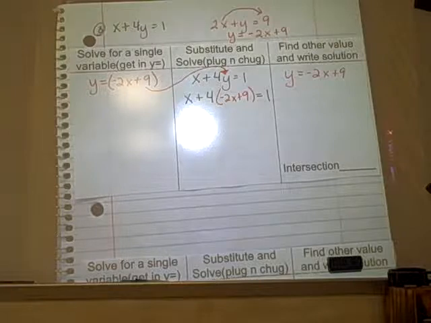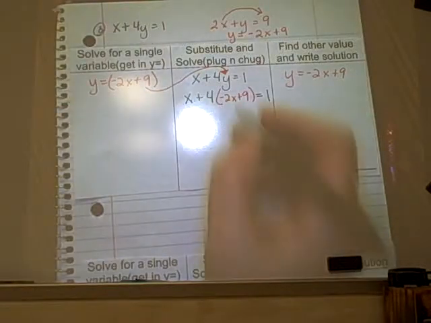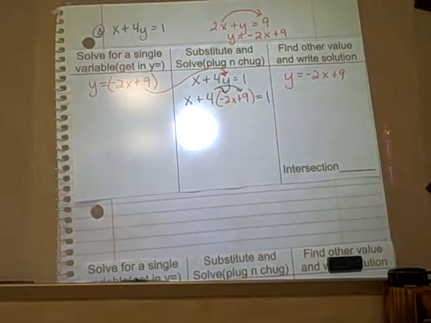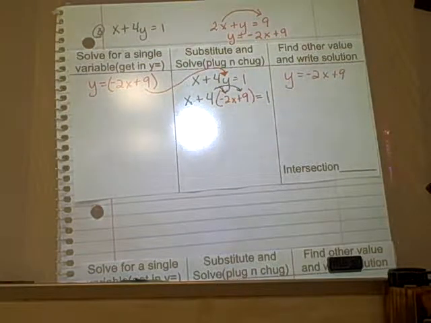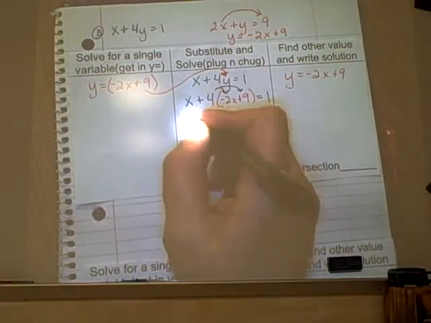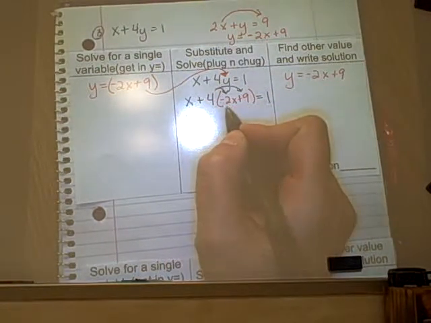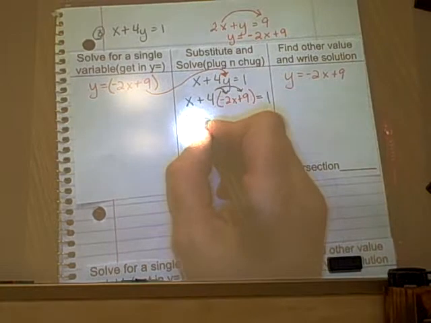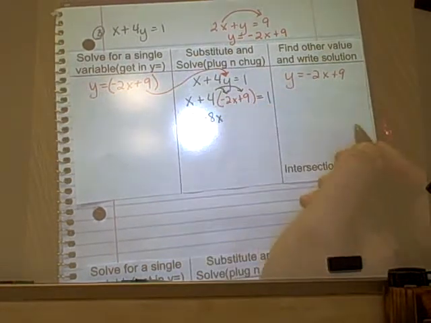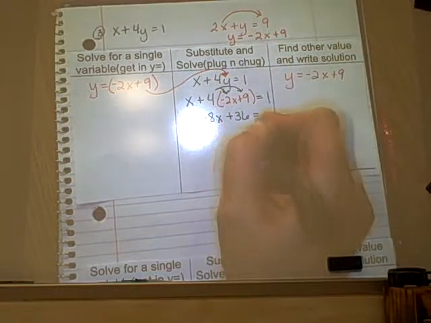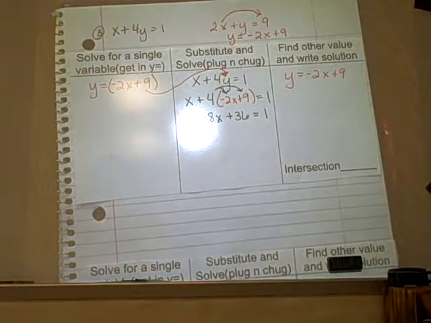Take care of the parentheses by distributing. Whoever said that. So you're going to pass out this 4 here and here. So this becomes x, because we're not doing anything to that x. And then 4 times a negative 2 is negative 8 with an x. And 4 times 9 is 36. So it already looks a little bit better.